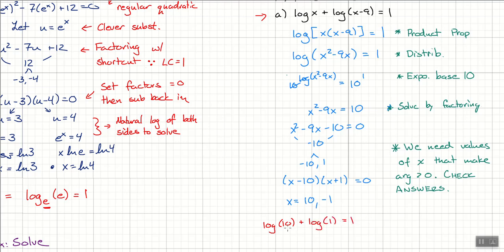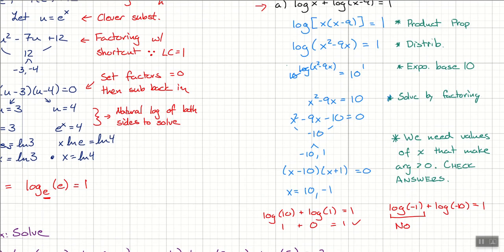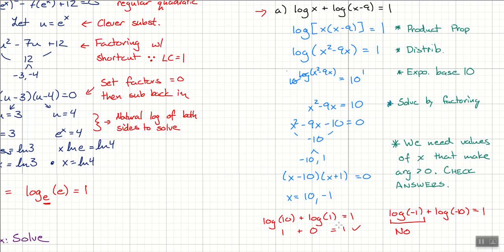Now we can verify this. Log of 10 is 1 plus log of 1 is 0. Hey, that works out. 10 is a good answer. When we check negative 1 and I plug it in, I get the log of negative 1 plus the log of negative 10 is equal to 1 is what it's claiming. However, I didn't even have to write everything. This first term that we write, no. Which means we have identified an extra answer that doesn't make sense.